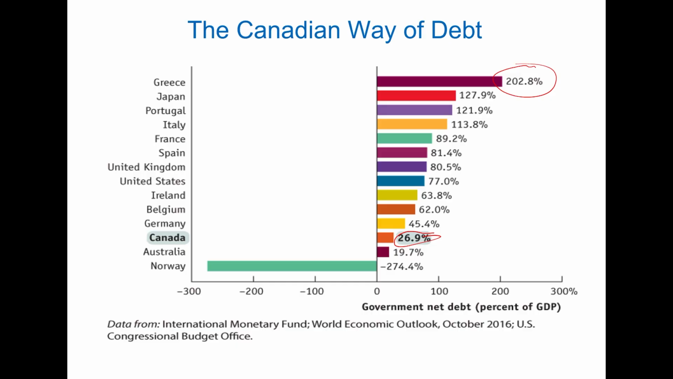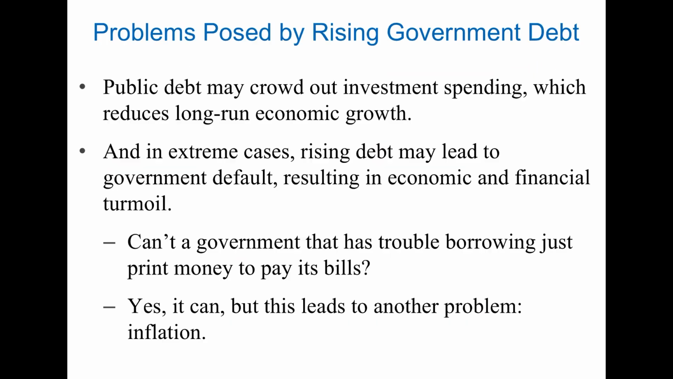Its graph is on the other side, and the rest of the countries have a graph on this side. So this side means that they have a debt, but on this side they are reflecting that they have assets. So instead of being in debt, the government of Norway has assets. So they have no debt. They are having assets.